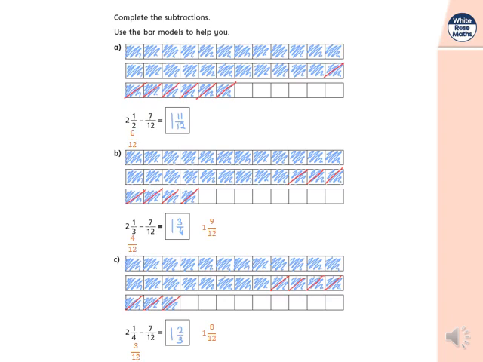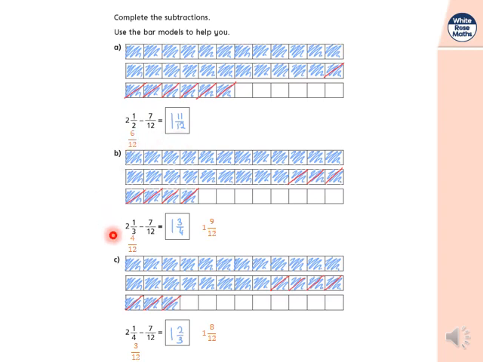Let's see. You can see with the pictures how we could have done it. 2.5 we could have changed to 2 wholes and 6/12, and then subtracted 7/12 from our 2 wholes and 6/12, and that would have left us with 1 whole and 11/12.